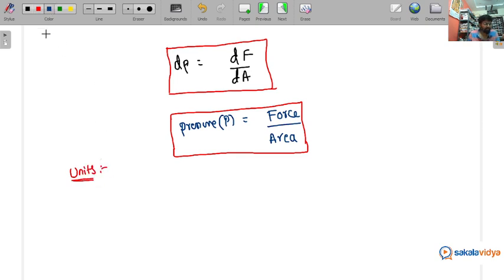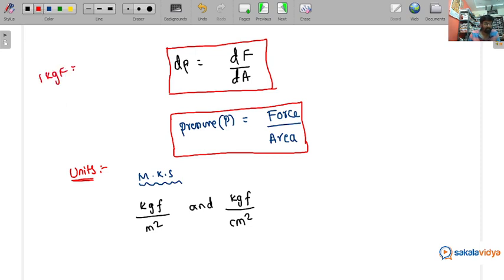One of the important units is in MKS units. In MKS, what are the units for force? In general, we consider it as kg force by meter square, right? And also kgf divided by centimeter square. kgf is not a movie, my dear students, it is kilogram force. So 1 kgf is also called 1 Newton. 1 kilogram force is also equal to 1 Newton.